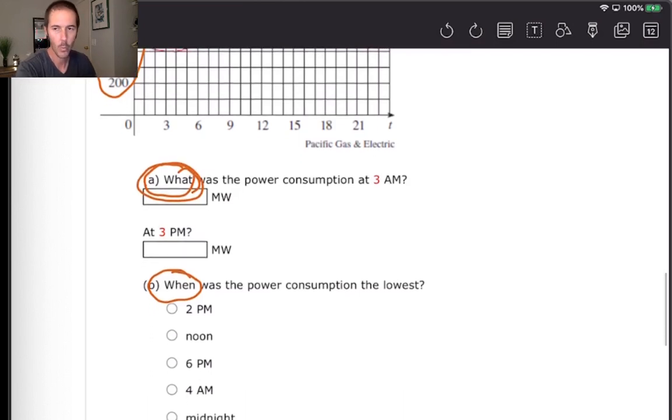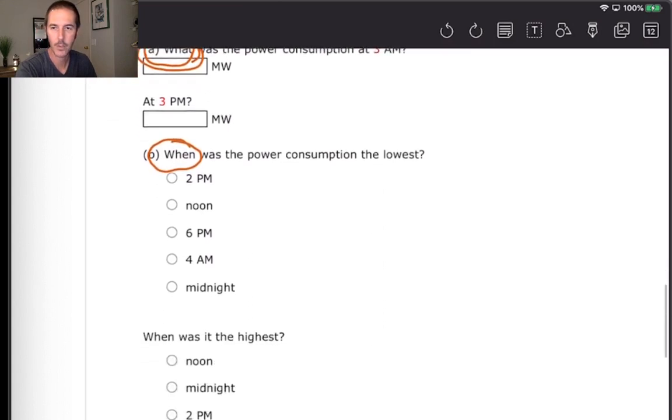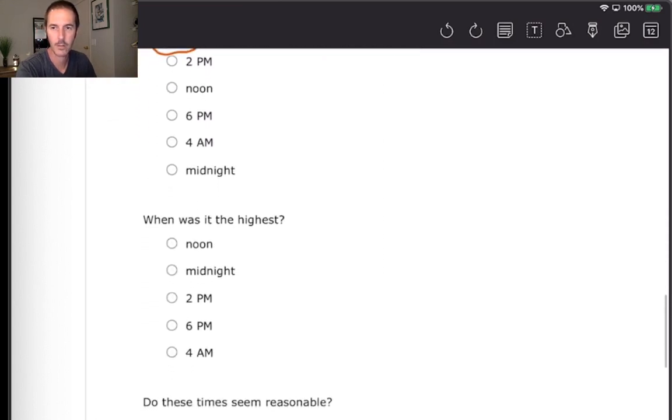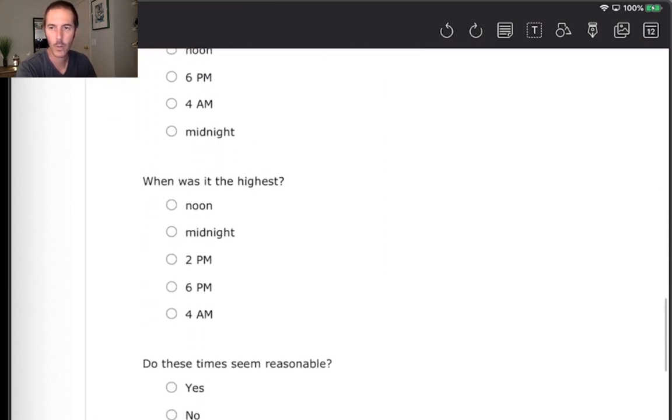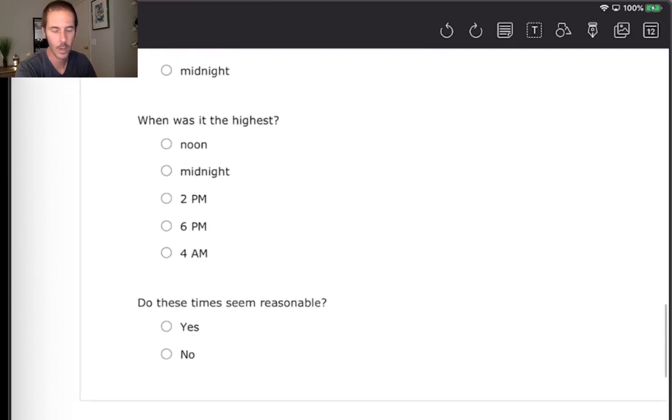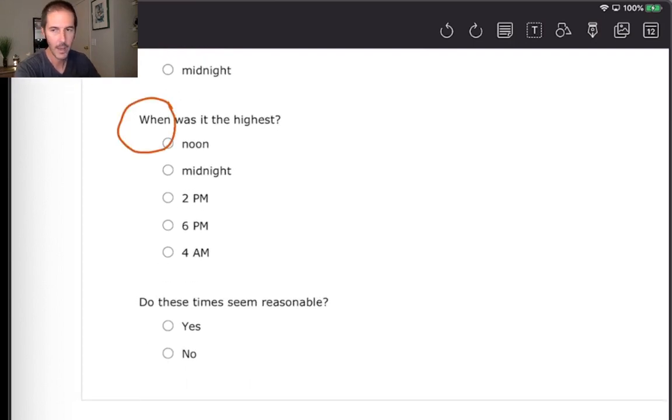But in part B, when is looking for an x value, in this case a time when the graph is at its lowest point. Here, when the graph is at its highest point, we have another when being asked of us.